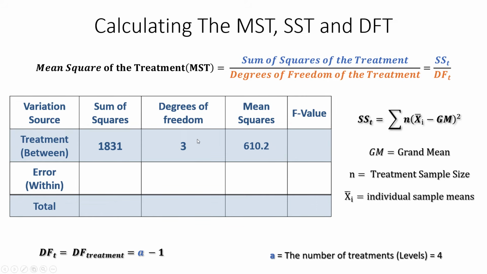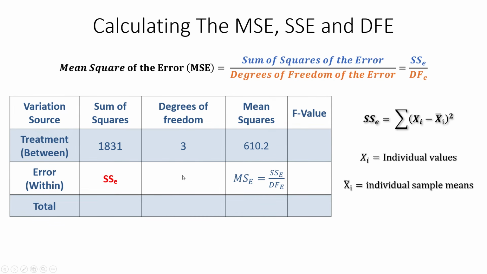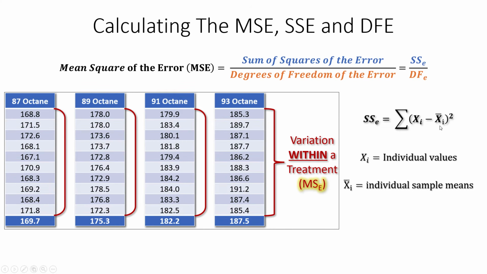It's a pretty simple calculation. We can do the same calculation for the mean square of the error. That's the next calculation we have to make. Essentially, it is the sum of squares of the error divided by the degrees of freedom. Now, here's that calculation for the sum of squares of the error. And again, what we're doing here is comparing each individual observation against the mean value from that treatment group.